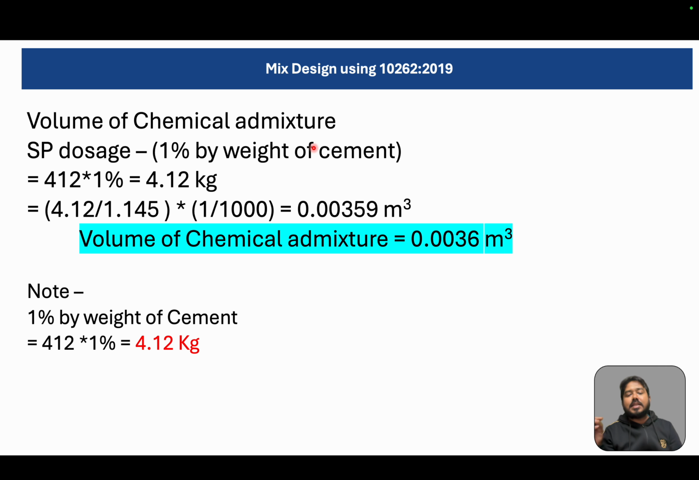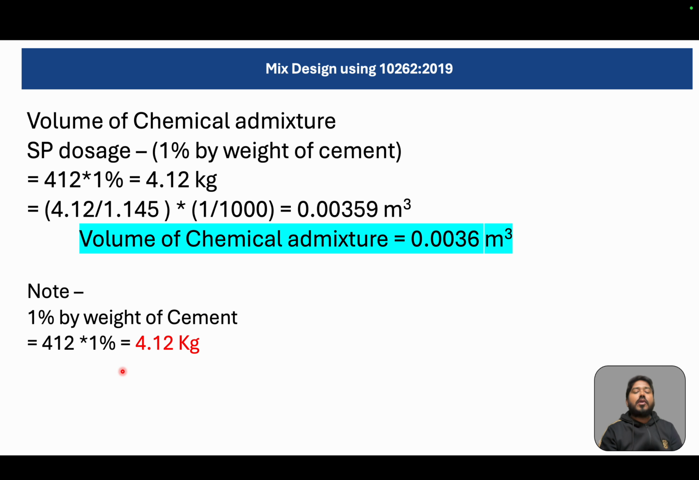In that case, instead of 1% by weight of cement, you have to take 0.5% by weight of cement. So there are some slight changes when you are designing for a normal concrete as compared to a high strength concrete. The dosages will be slightly different. Now, as we are designing for an M40 grade of concrete, you have to use 1% by weight of cement.